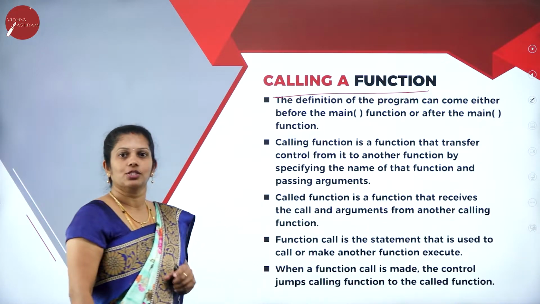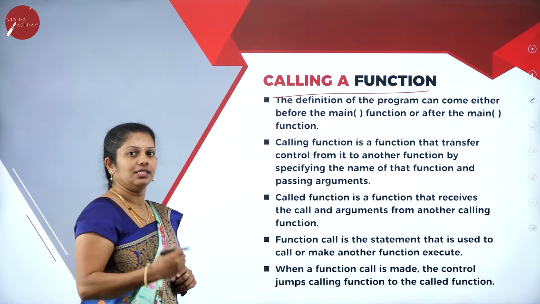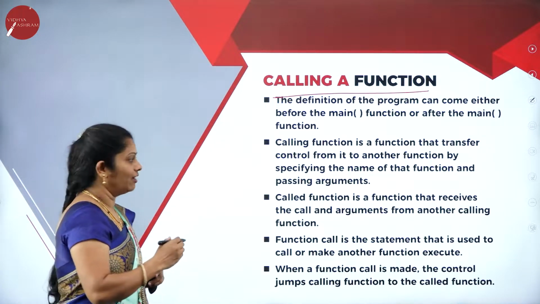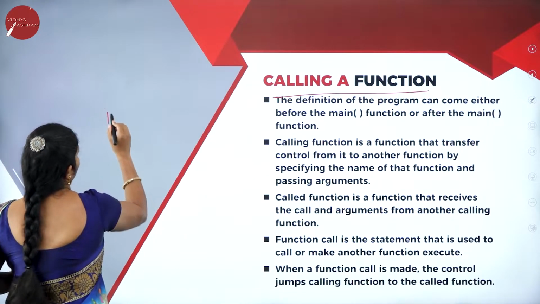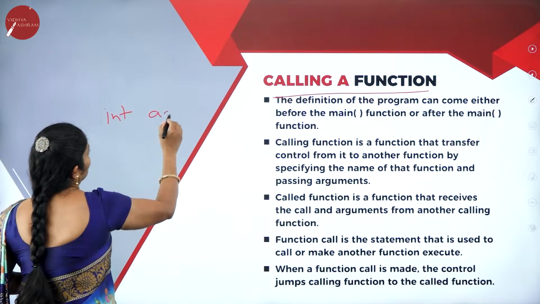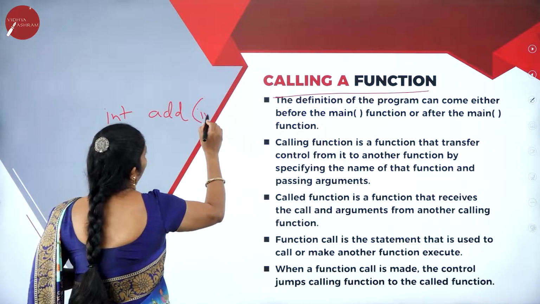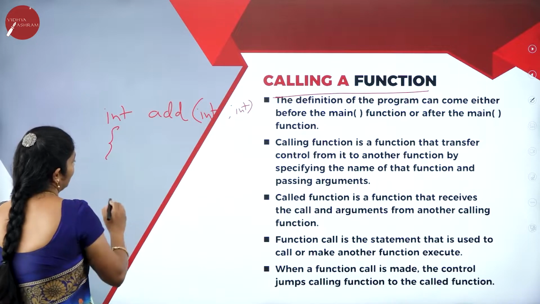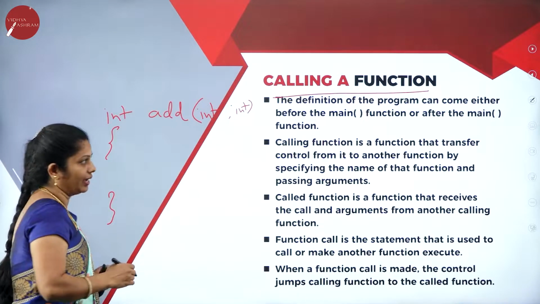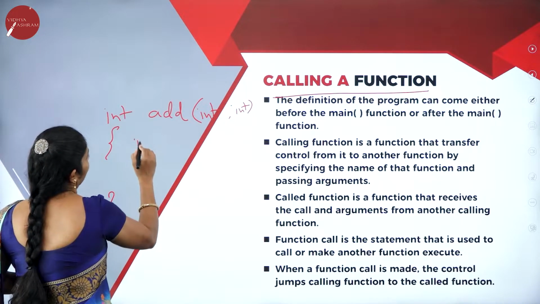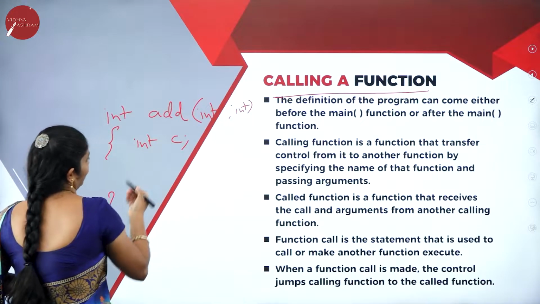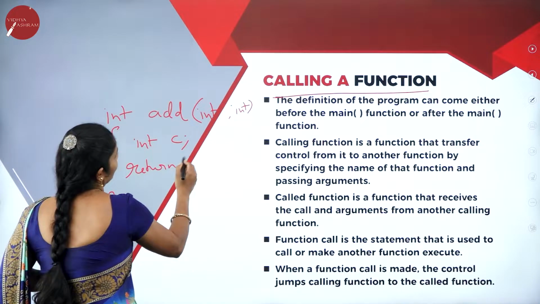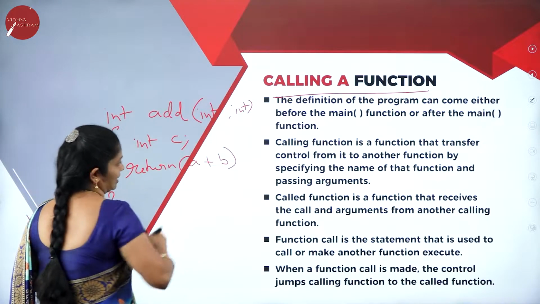What do you mean by calling a function? In the previous session, you studied how to create a function. There first we have the return type, for example, int, and then the function name add. Then I will take two arguments, for example. Everything is written inside the curly brackets. Here, the local variable, for example int c. Then the calculation. Then return a plus b, for example.